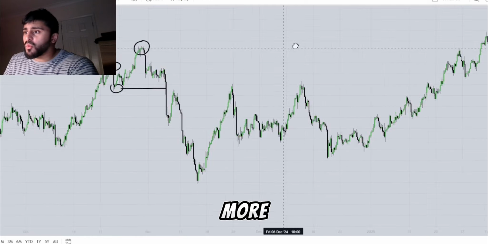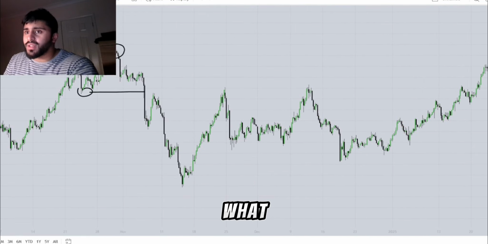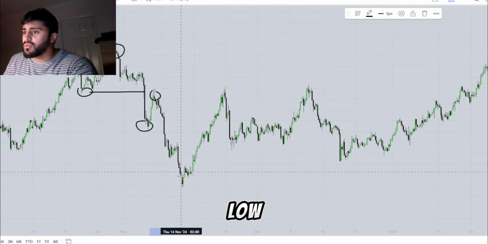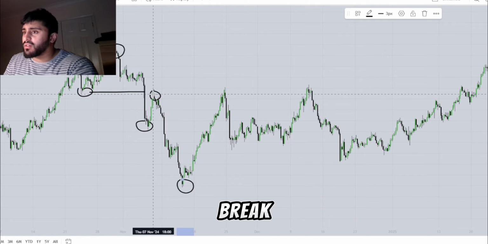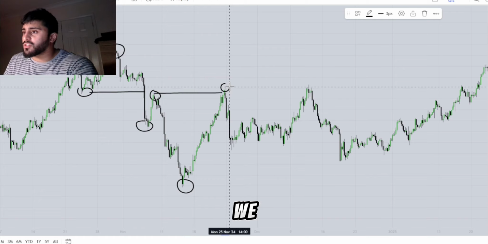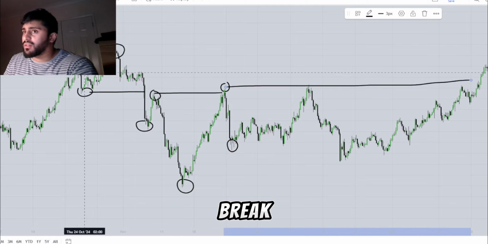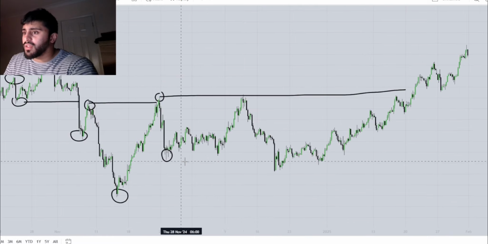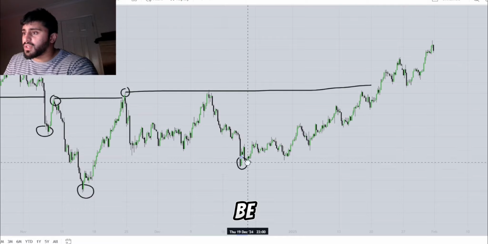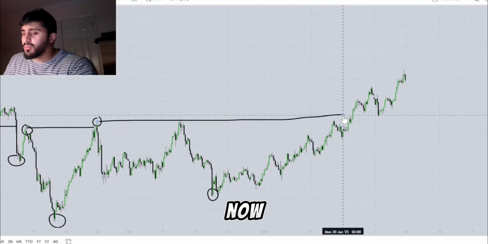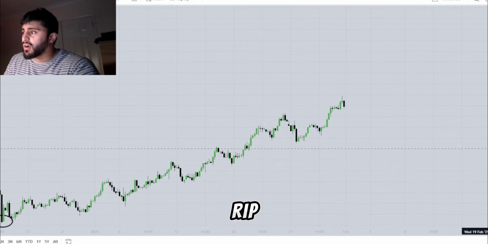Now from here, if we look at more recent structure, what we're seeing on gold on the 4-hour time frame is structure high, structure low, structure high, and then we had a break over here. This is the break. Then we had a structural high, structural low, and now we've had a break over here. So this structural low should really be over here because it's the lowest point before this high got broken. And now from here, we see price just continue to rip higher and higher.